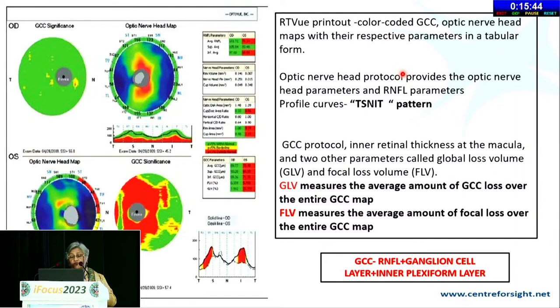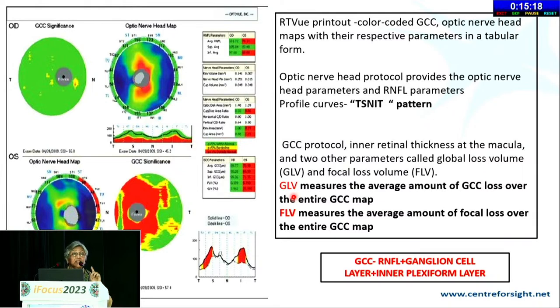Now, again, going further on this particular thing, I would like you to have a look at, all the figures are given sector-wise, and over here in the left eye, we find sector-wise the numbers are much, much lesser. And what we have to remember is that there are two protocols, that is the GLV. This measures the average amount of ganglion cell loss over the entire ganglion cell map, right?